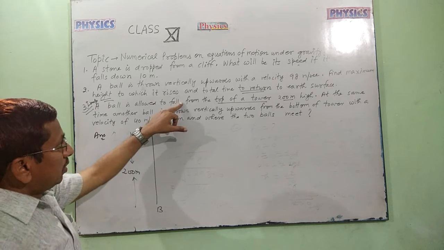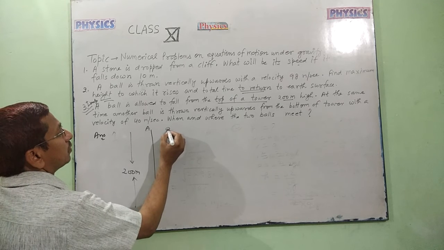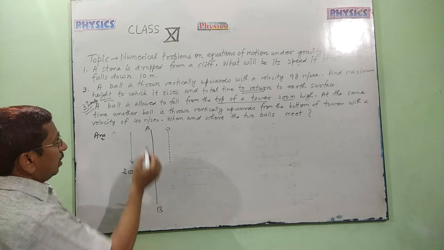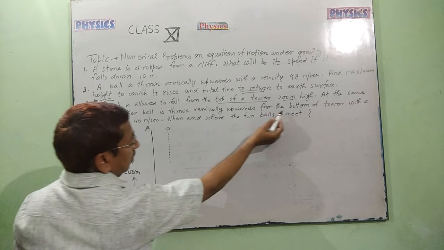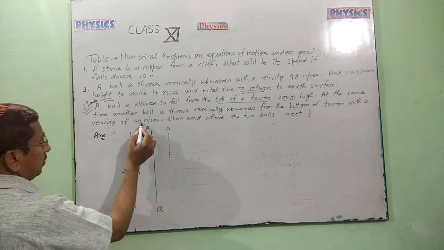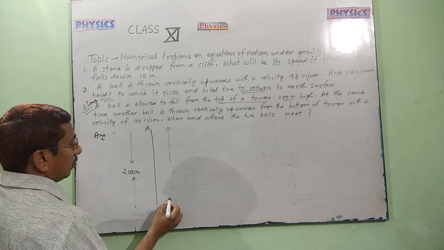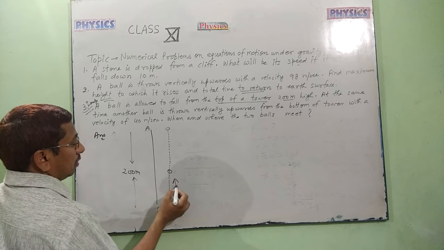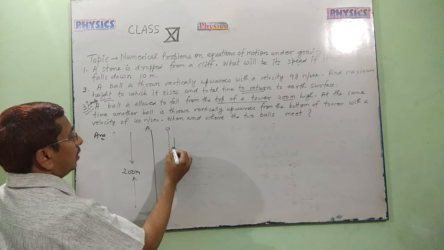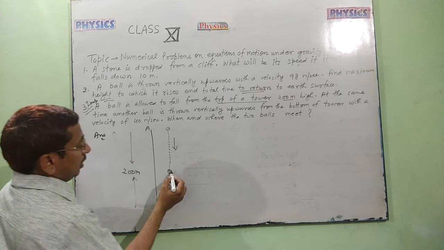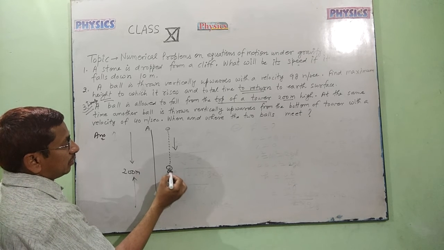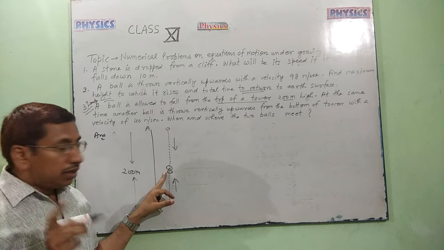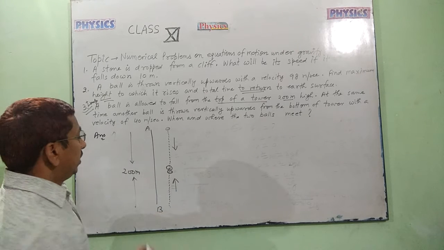A ball is allowed to fall from the top of the tower. A ball is falling like this, and at the same time, another ball is thrown vertically upward from the bottom of the tower with a velocity 40 meter per second, and another ball is thrown like this. This is the ball thrown vertically upward, and this ball falling like this. These two balls meet at this point. We have to find out at which distance and in which time these two balls will meet.